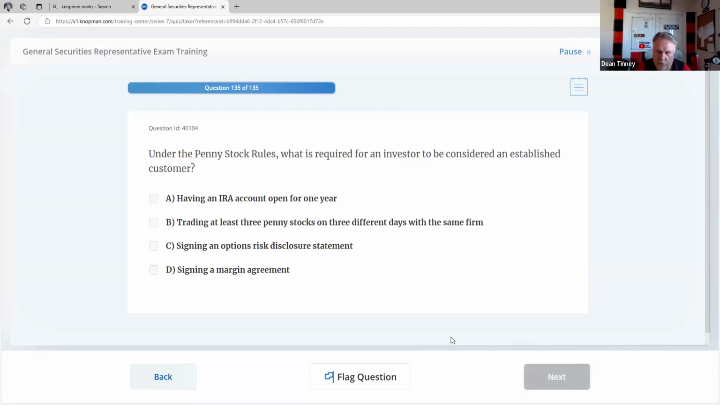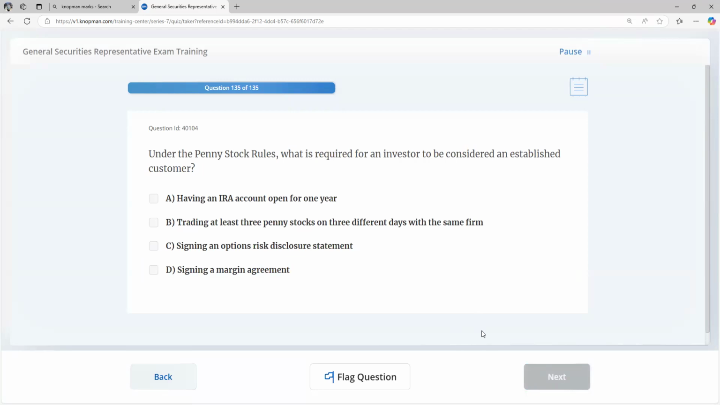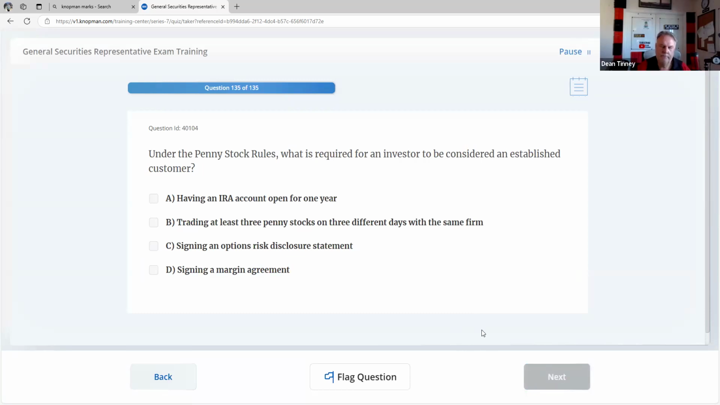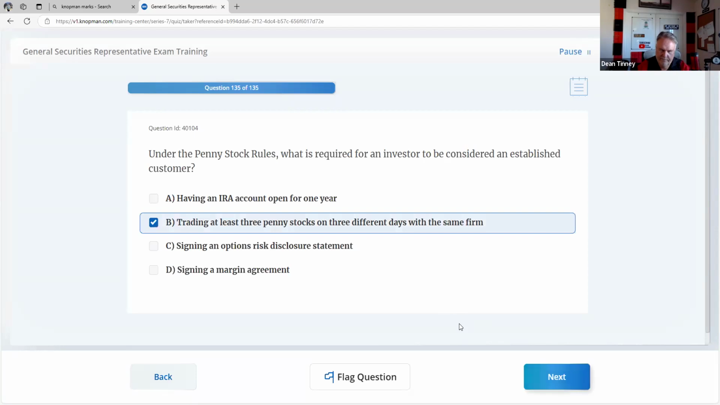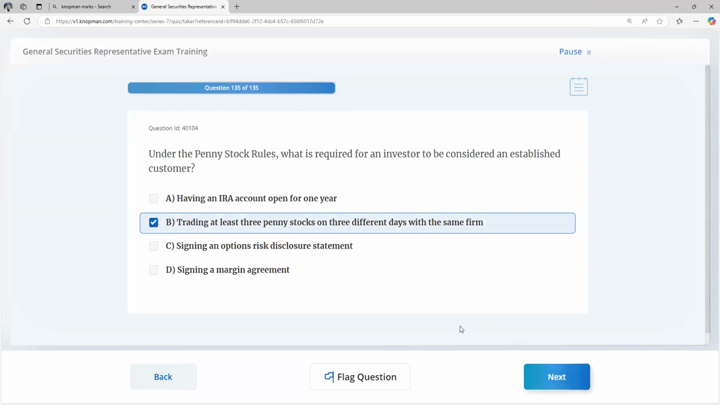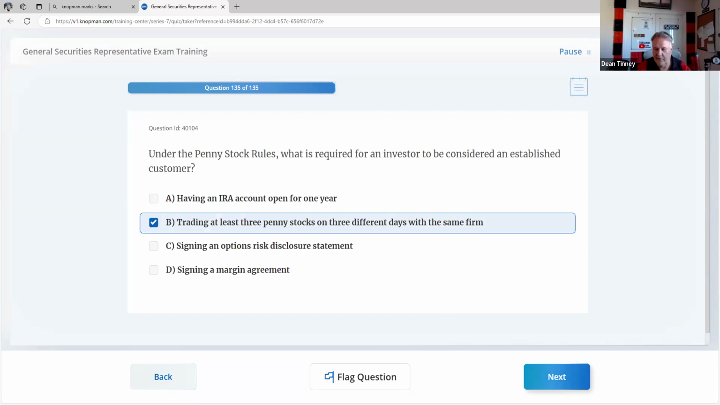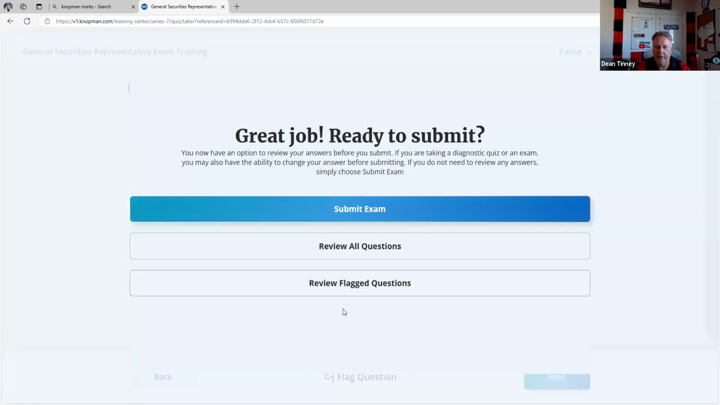Under the penny stock rules, what is required for an investor to be considered an established customer? It's not signing, it's not C or D. I think it's the account open for 1 year, but not an IRA. Or trading at least three penny stocks. Three and five is the pattern day trader. Great job. I love how they say great job.